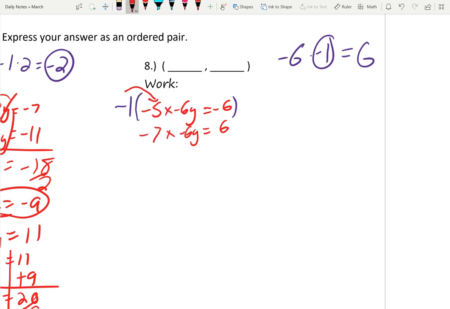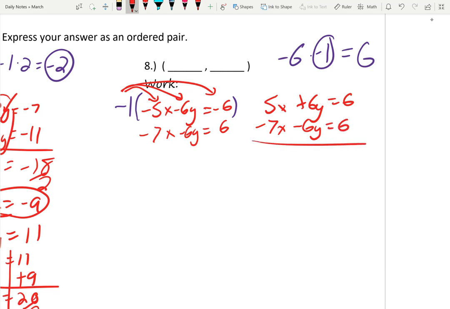So the negative 1 times negative 5x will be a positive 5x. The negative 1 times negative 6y would become a positive 6y. And the negative 1 times negative 6 will become a positive 6. And the bottom equation, I'm not going to change anything about it. I'm going to leave negative 7x minus 6y equals 6. And the reason I'm not changing it is because now, with the way it is, I have 6y minus 6y, and that will cancel, which is good. So now I can add these equations together.